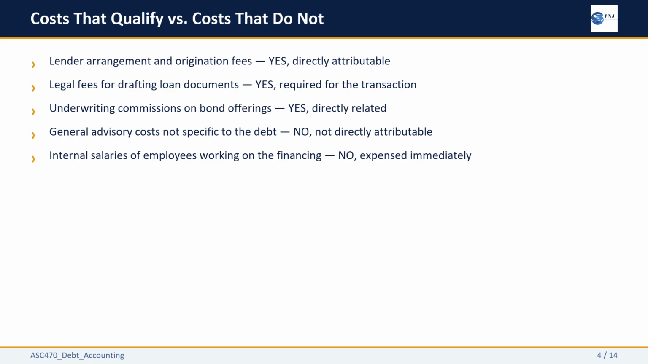Lender fees, legal work on the loan documents, underwriting commissions on a bond, all of these are directly tied to getting the debt done. But general advisory costs, broad legal retainers, or any internal staff time, those do not pass the test. The surprising part is how often companies try to capitalize internal costs because the team worked intensively on the deal. The standard is clear: only third-party external costs.